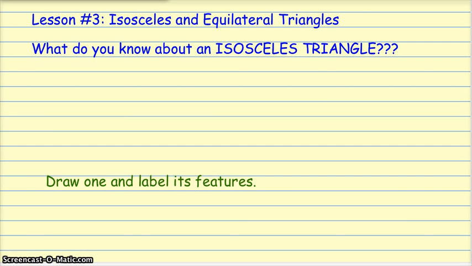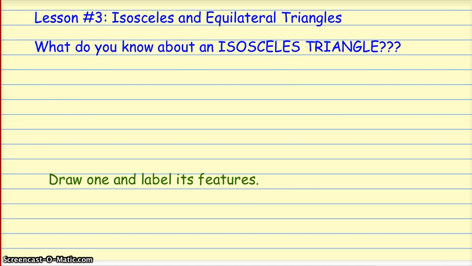Geometry, Unit 4, Lesson 3. What do you know about an isosceles triangle? Most students will tell me that an isosceles triangle has two congruent sides, and they'd be correct. So let's draw a picture and label its features.